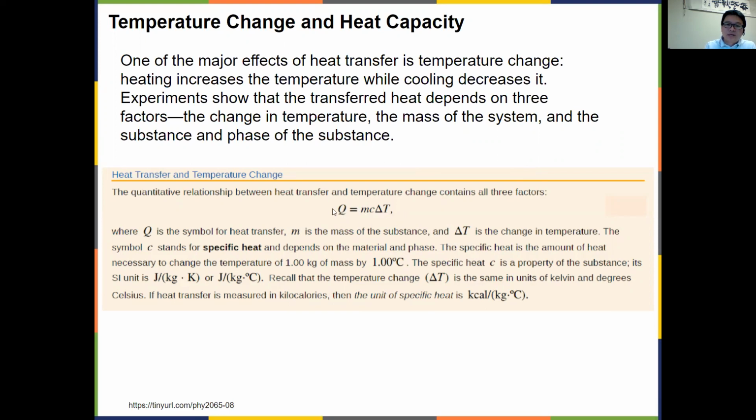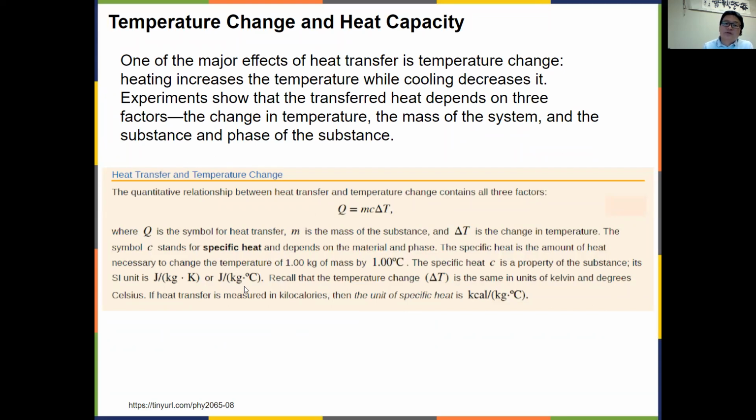It's expressed by this equation, Q equals M C delta T, where M is the mass of the object or the substance, and C is called the specific heat capacity of the substance, okay? And C is in the unit of joules per kilogram times Kelvin, or joules per kilogram times degree Celsius, because Kelvin and degree Celsius, the changes of temperature are the same in the two scales. Okay, so those two units are equivalent to each other.